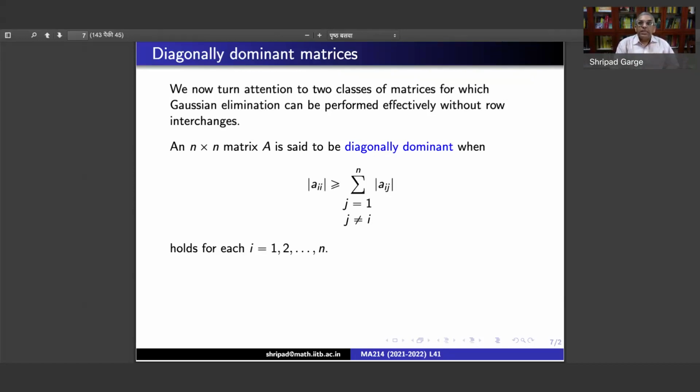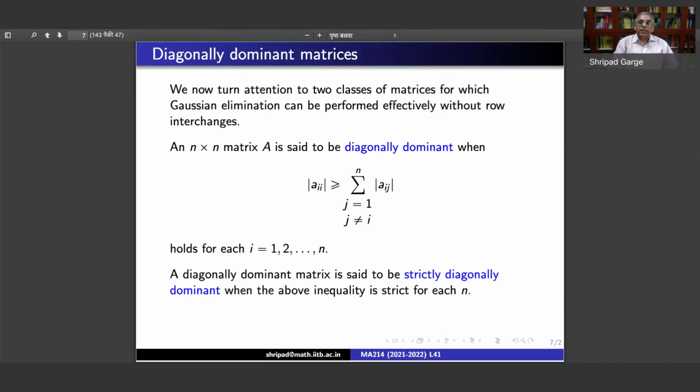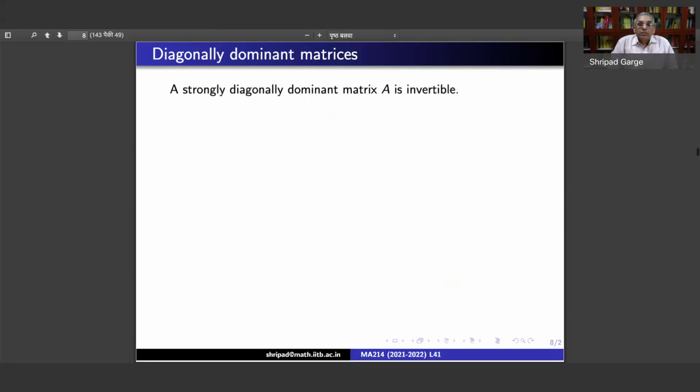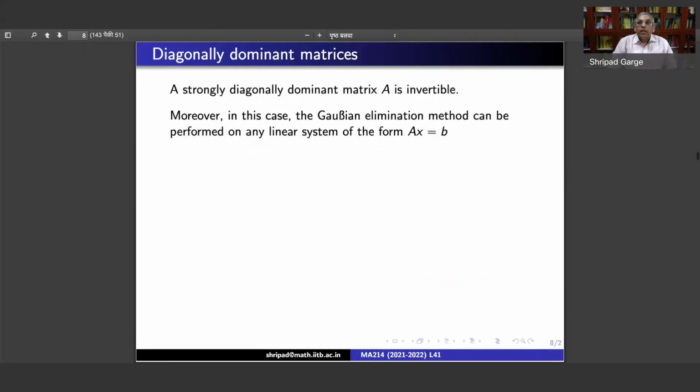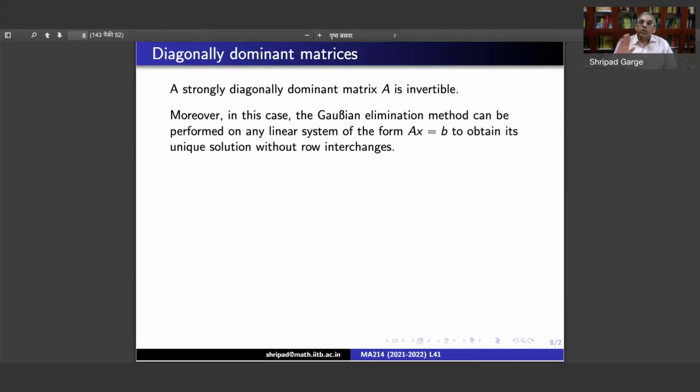And if this inequality is strict, then we call the matrix strictly diagonally dominant. It's a very strong condition, and therefore such a matrix should have some nice properties. What are those properties? First of all, a strictly diagonally dominant matrix is invertible. Secondly, the Gaussian elimination method can be performed on any linear system of the form Ax = b, which is to say that for any b, we can perform the Gaussian elimination to obtain its unique solution without row interchanges. We do not need the row interchanges.